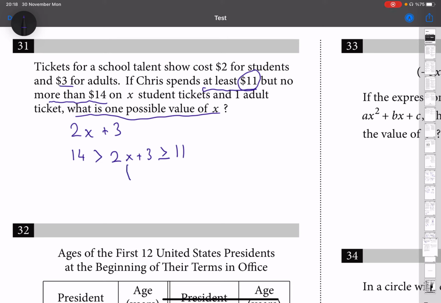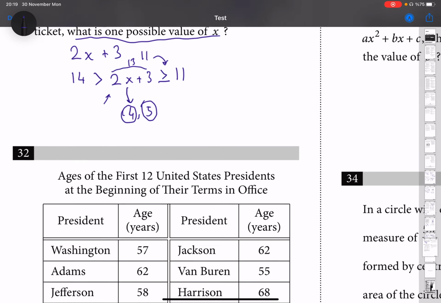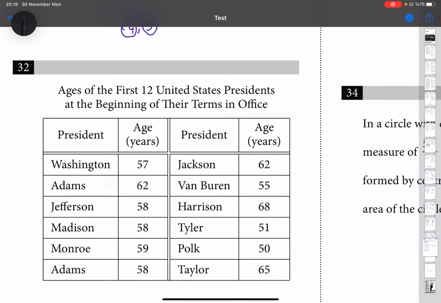Let's find all the values. X can be 4 because in this case, this would be 11 and this is an allowed value. Let's check 5. If we use 5, we obtain 13 and it also satisfies this inequality. So you can write either 4 or 5 as an answer. They are both correct.